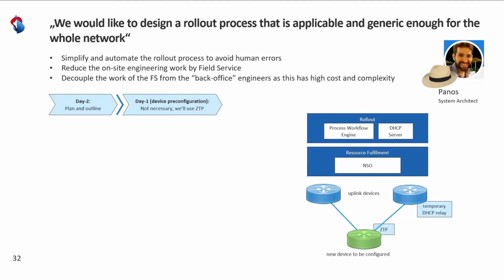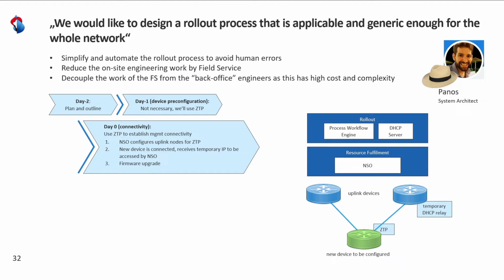Then on day minus 1, that's usually where you have to put some pre-configuration onto a device. So something that you have to roll out, that you have to put onto the device before you can actually roll out. Just the minimum configuration that is necessary to be able to talk to the device once it's on site. We want to reduce that to the maximum. Actually, we think that it's not necessary at all to do that, as we want to use zero-touch provisioning for all new devices.